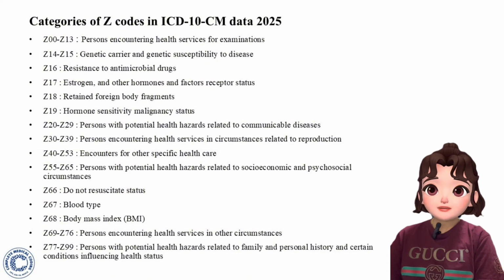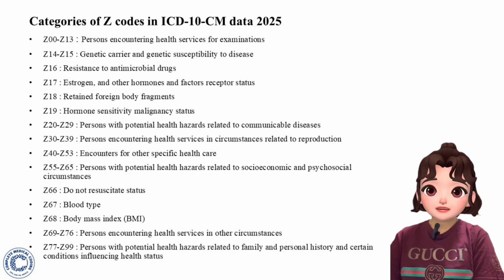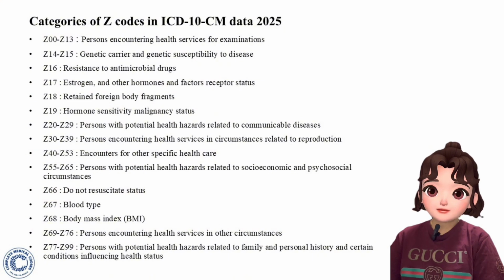So this one we will mostly use during the pregnancy period. Okay. Z40 to Z53. Encounters for other specific health care. Z55 to Z65. Persons with potential health hazards related to socio-economic and psychosocial circumstances. Z66. Do not resuscitate status. Z67. Blood type. Z68. BMI, body mass index.